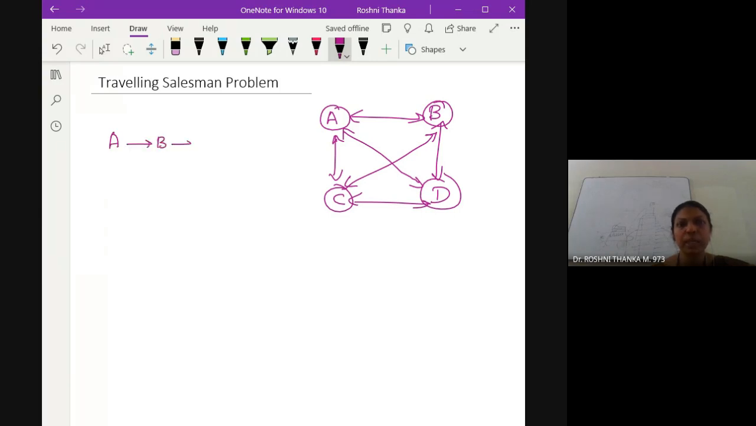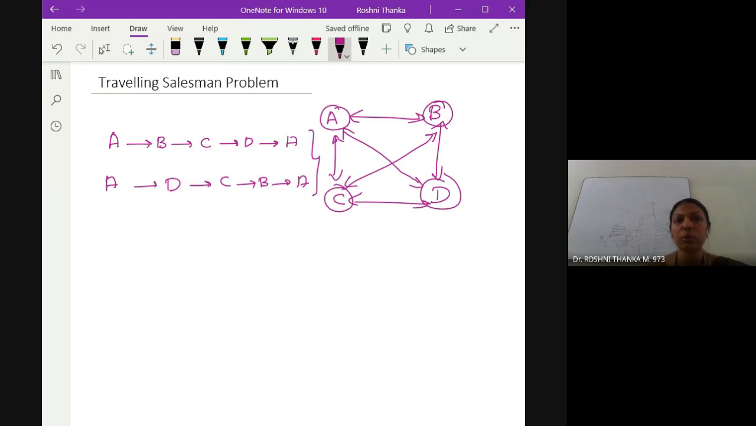So here, the objective of the traveling salesman is that he can start from A, then go to B, then to C, then to D, and finally he has to come back to the starting place. This is one option for the traveling salesman. What is another option? He can start from A, and then go to D. After going to D, he can go to C, then to B. Finally, he can reach A.